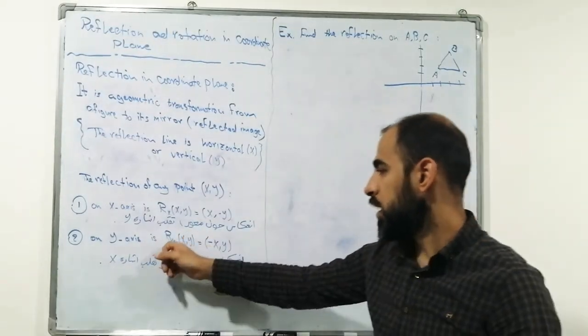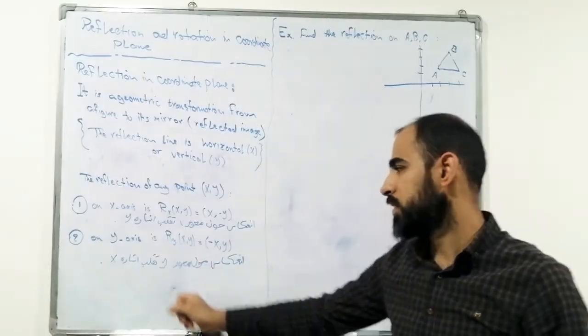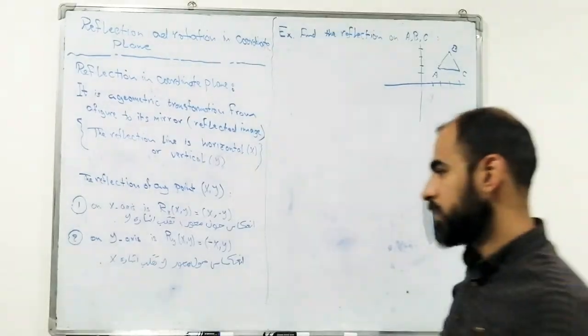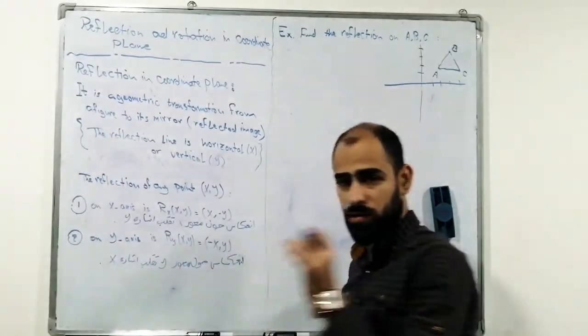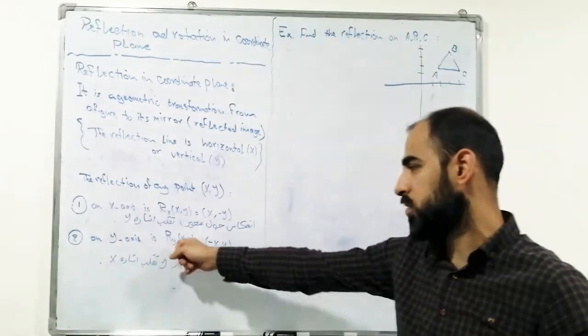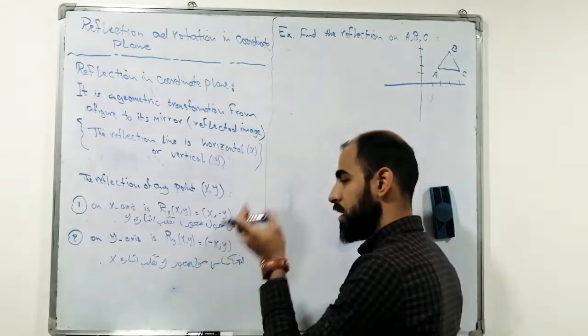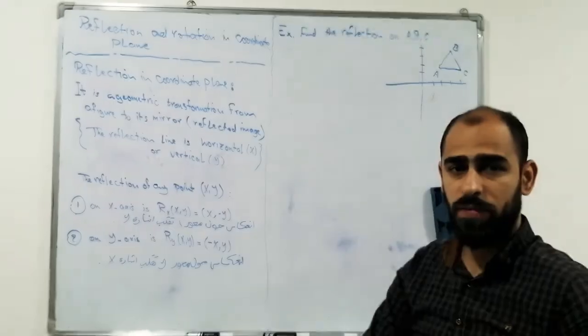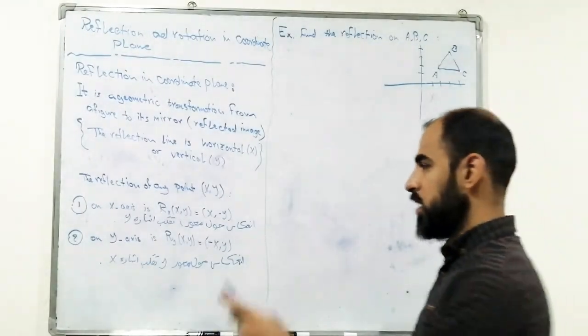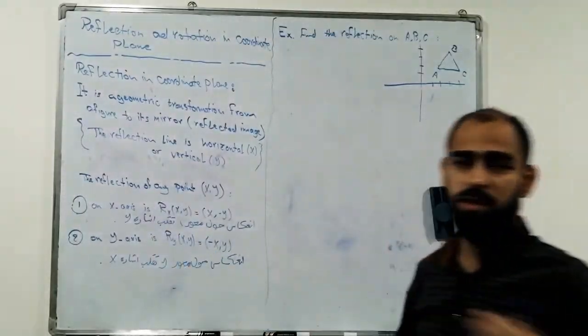That means R represents the reflection, and the subscript represents the axis of reflection. R sub x means reflection for a point (x, y) over x, which gives (x, minus y). Reflection over y, we have to change the sign of x. And reflection over x, we have to change the sign of y.